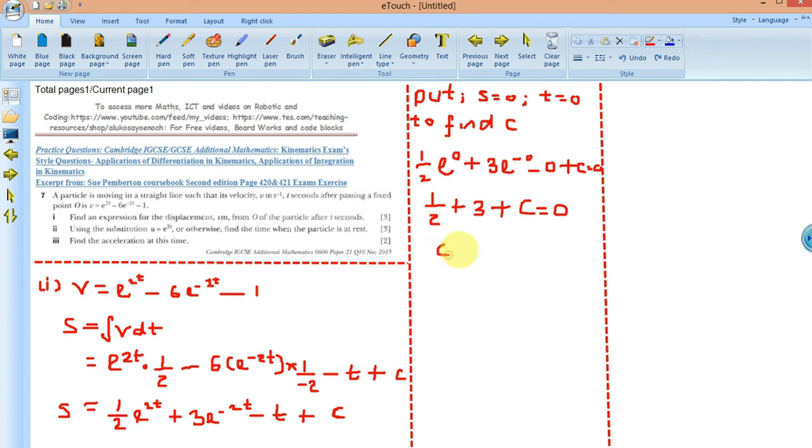C is 3.5, or 7/2 if you like. I don't know which one you like, guys. Let me work with 7 over 2 in proper fashion. So now, what is the speed now?